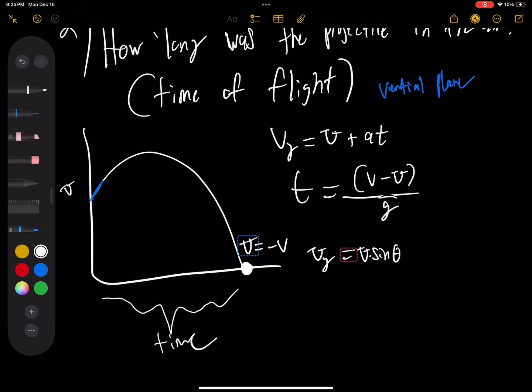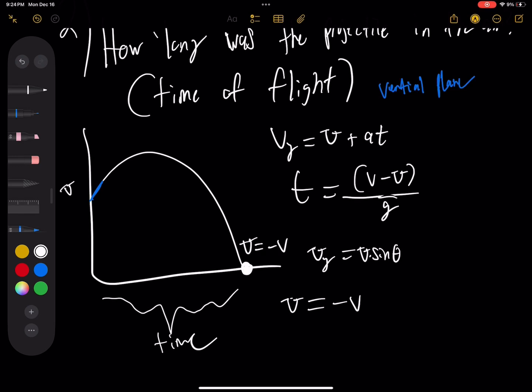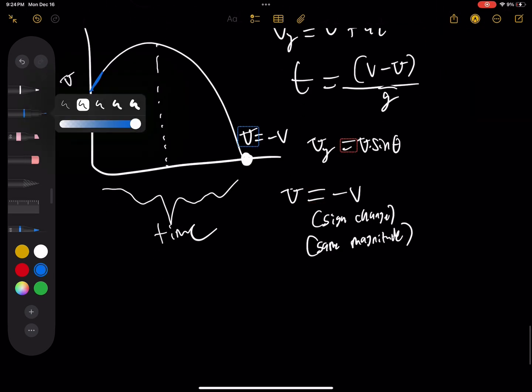Yeah, this is cropped really badly for me on my notes. So, like I said here, this is going to be equal to negative v, because when the ball comes back down, it has the same speed as up, because there is no air resistance, and it's a parabola. So that's why. It's just a sign change with the same magnitude.